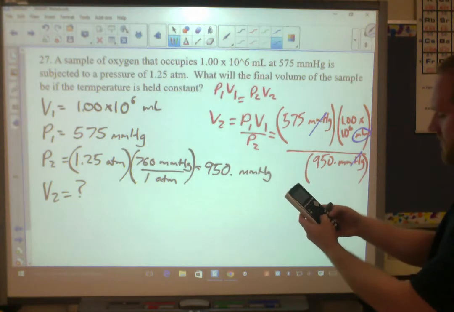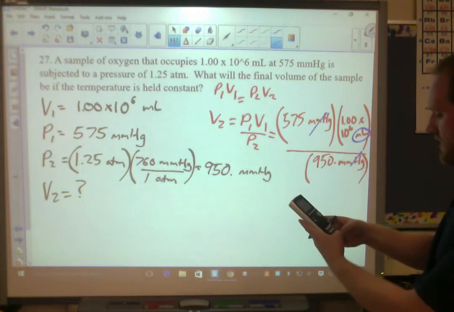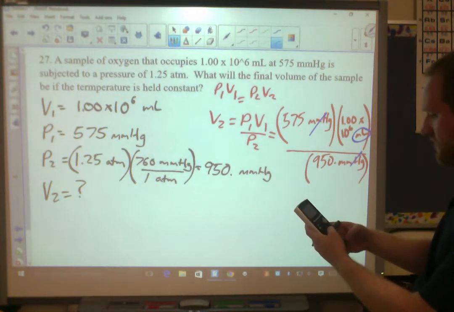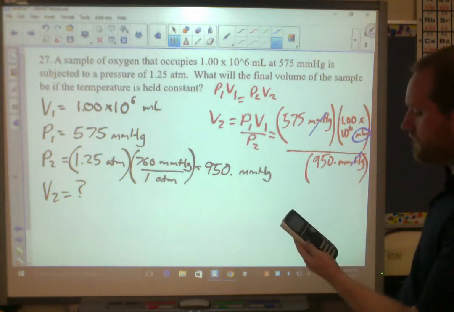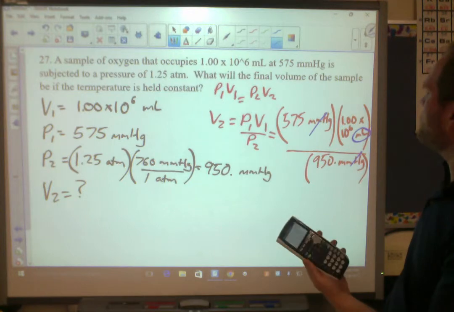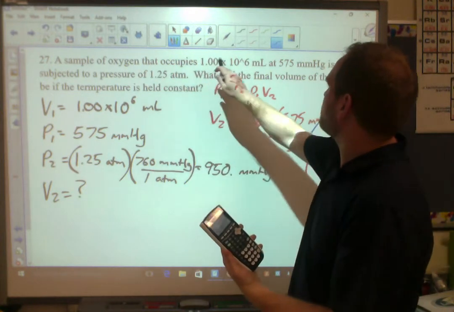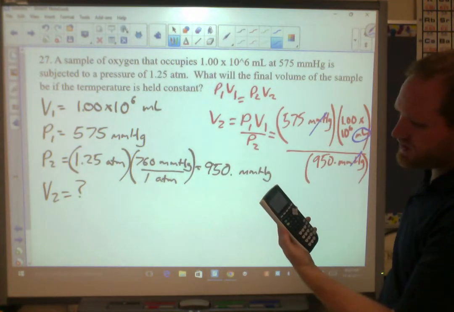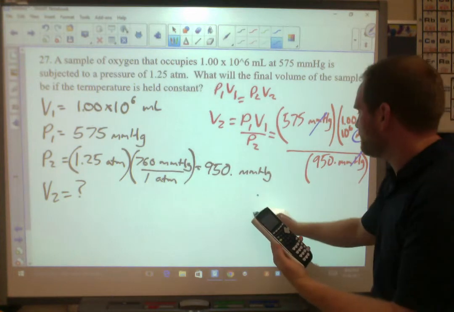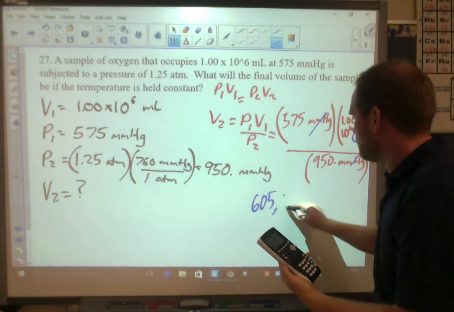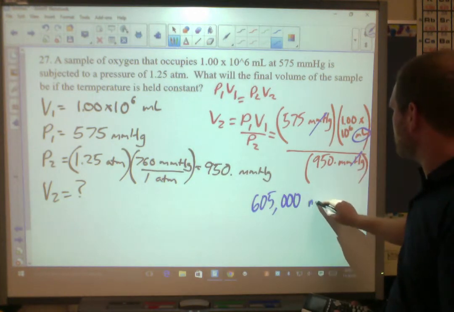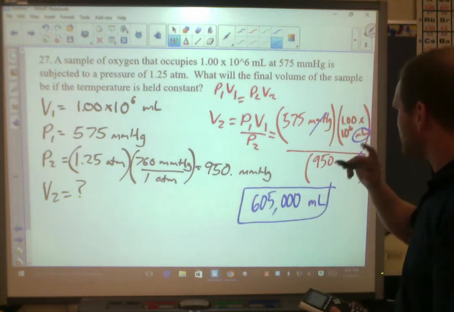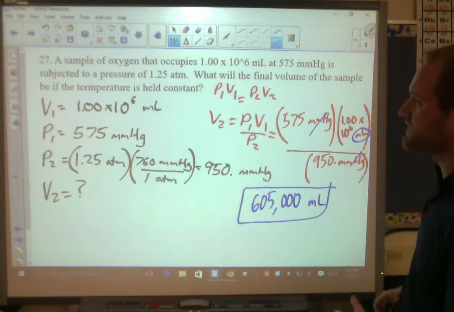575 times 1.00 E6, or just times a million, divided by 950 equals, my calculator gave me a really big number. Let's look at sig figs here. 3 sig figs, 3 sig figs, 3 sig figs. I'm going to write 605,000, and my unit is milliliters. 3 sig figs.